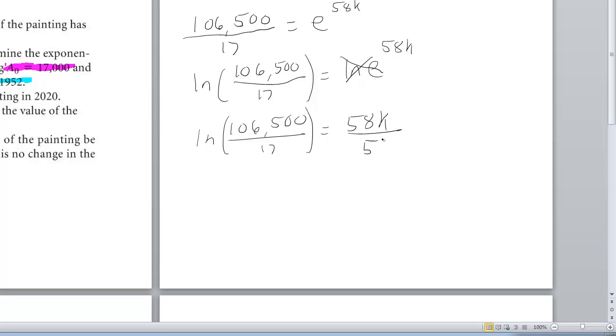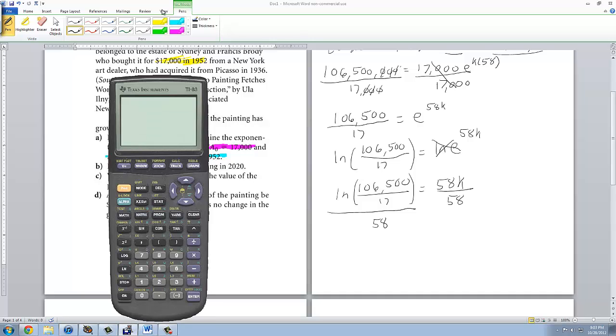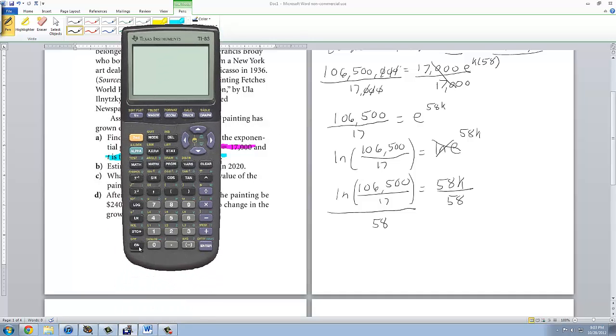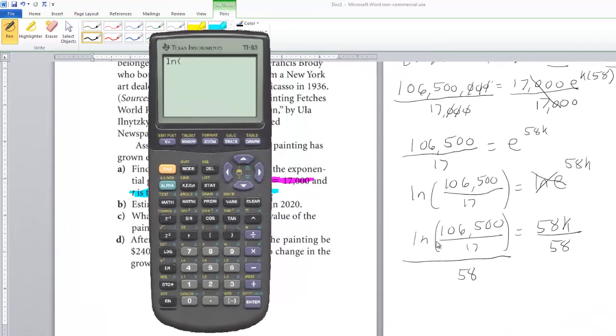So to find k, we divide all of this by 58, and then we figure out what this is. So I have my calculator here. This is a TI-83. All the buttons are the same as they would be on a TI-84. So let's go ahead and solve this. This will be the natural log of 106,500 divided by 58.